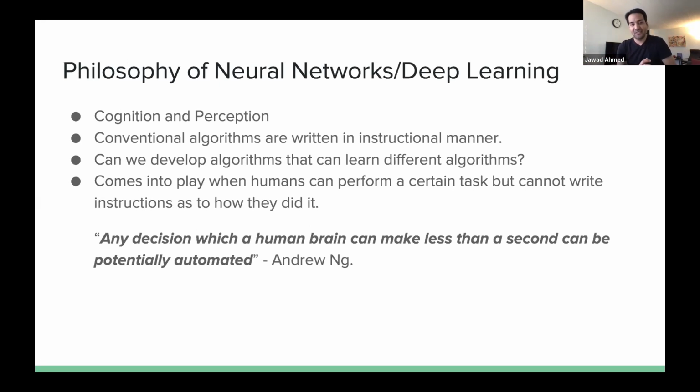So Andrew Ng is a famous person in the neural networks, deep learning, machine learning domain. He has a saying: any decision which a human brain can make in less than a second can potentially be automated. Some of those decisions are image recognition. We see things, we know what it is. Speech recognition, we hear something, we know what it is. So these are the decisions which we do not know how they happen in our brain, but we know the outcome, but we do not know what exactly instructions are involved in that task.